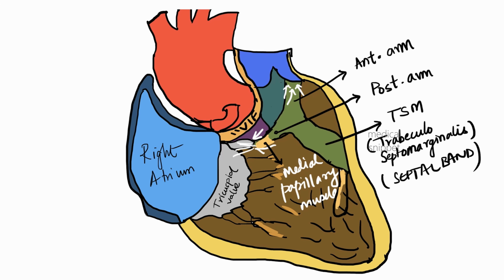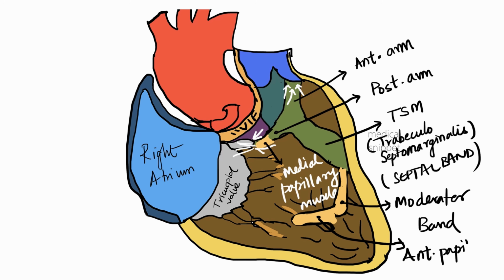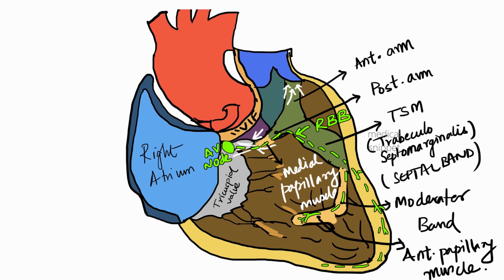Another prominent band in the right ventricle is moderator band. It arises from the body of the trabecular septomarginalis. It connects to the free wall of the right ventricle near the base of the anterior papillary muscle. The moderator band is important because it carries part of the right bundle branch of the AV bundle of the conduction system to the anterior papillary muscle. This shortcut route across the chamber of the right ventricle ensures equal conduction time in the right and left ventricles.